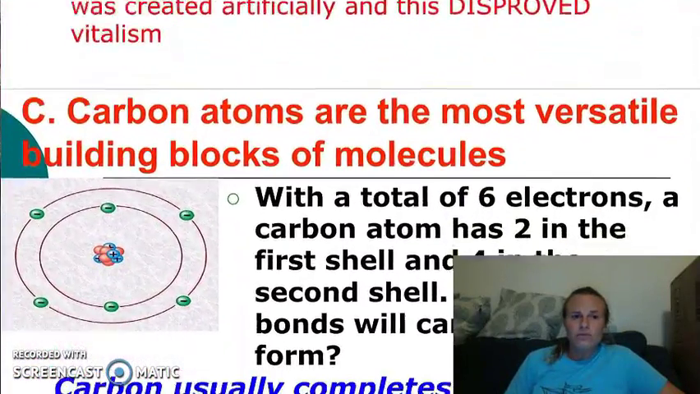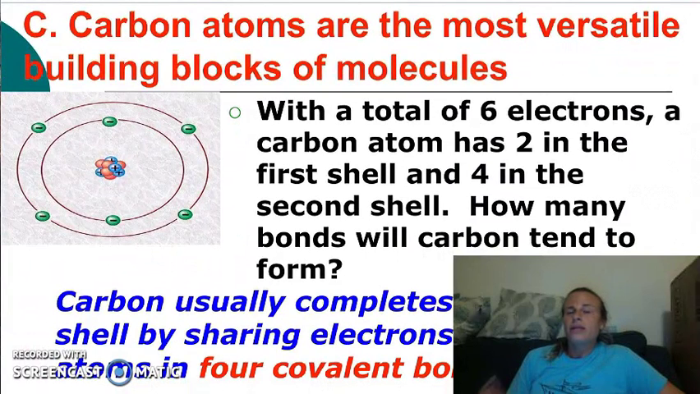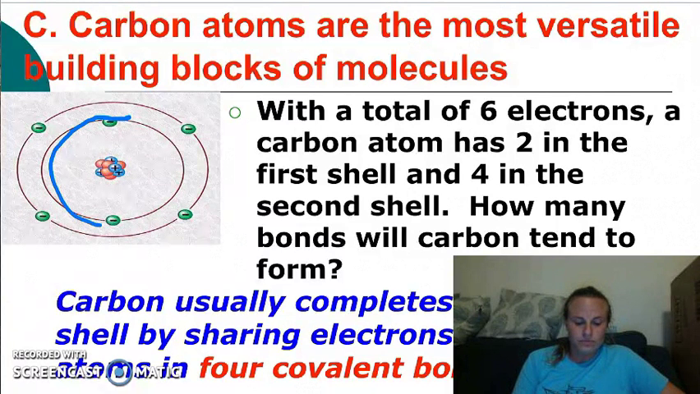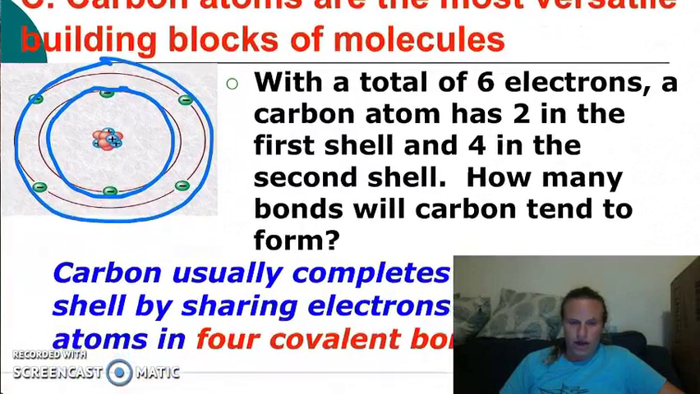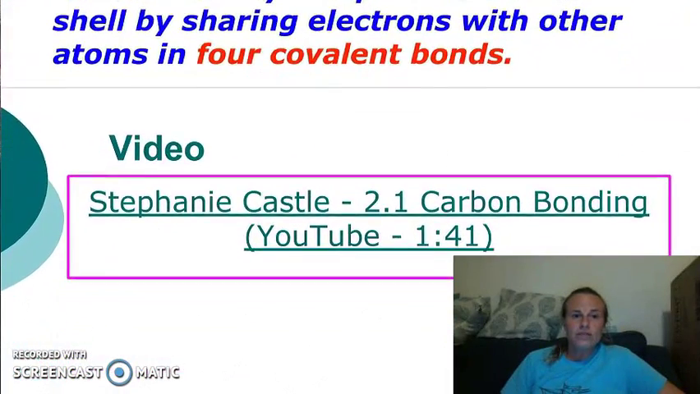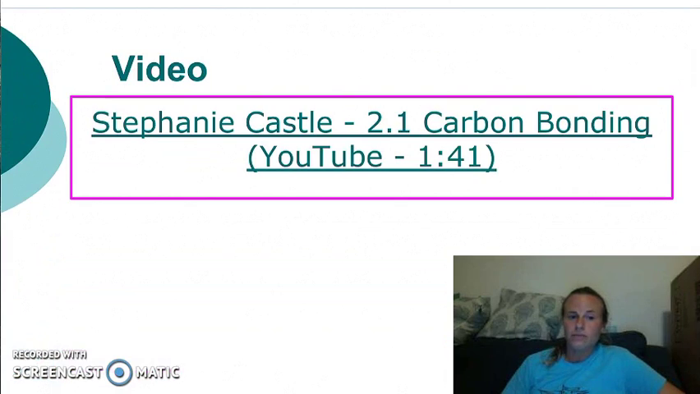Carbon atoms are the most versatile building blocks of molecules. With an atomic number of 6, carbon has 6 protons and 6 electrons. The first two electrons will be found in the first shell, the one closest to the nucleus, while the remaining 4 electrons will be found in carbon's valence shell, its outer shell. Therefore, carbon can make 4 covalent bonds by sharing electrons with other atoms. In this video, Stephanie Castle goes into greater detail about carbon bonding.